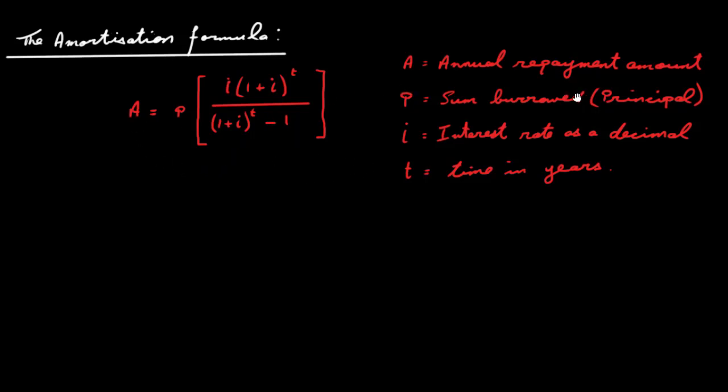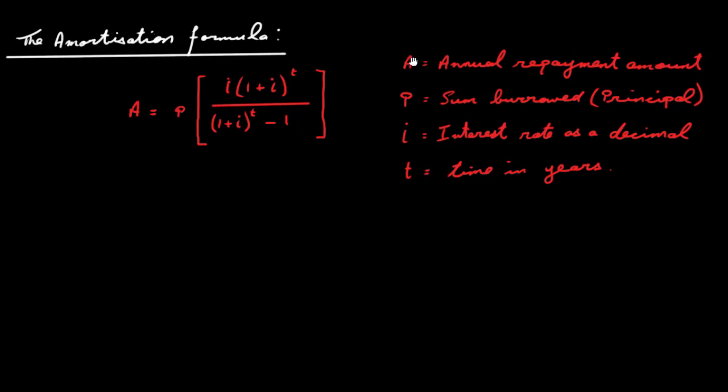A is the annual repayment amount. So how much you're going to pay back at the end of each year. It's going to be the same amount at the end of each year that you're going to pay back to repay the loan. P is the sum borrowed, so P is going to be the amount that you've actually borrowed. It's called the principal.